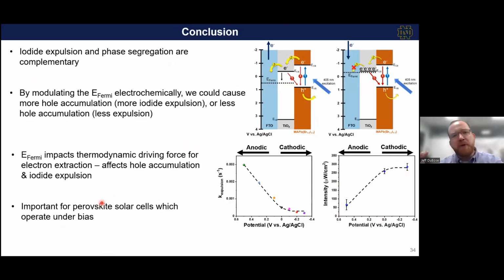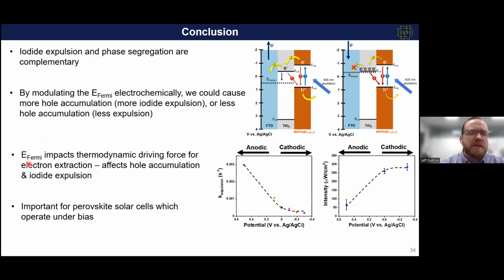So from this electrochemical set of experiments, we can basically say this iodide expulsion is the corollary to phase segregation. We can see directly that by modulating the Fermi level, we can induce more hole accumulation under conditions of very strong electron driving force for extraction, or we can induce a lot less hole accumulation by lowering that driving force for charge extraction.